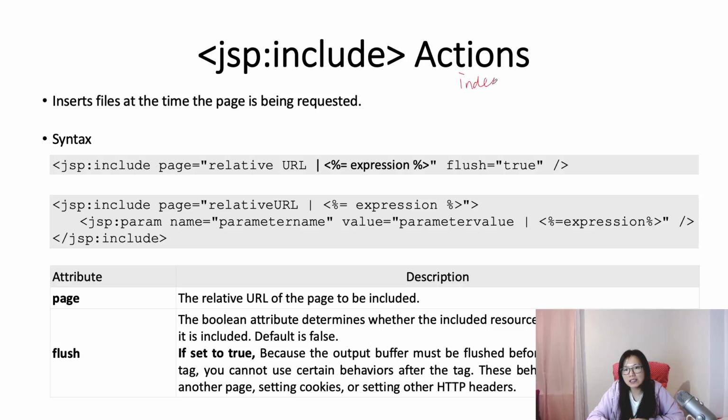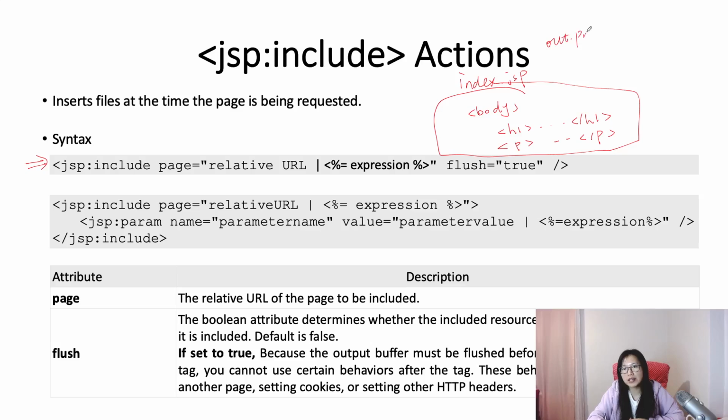Suppose in my index.jsp, I have a body. The body has an h1 with something, and after that, I have a paragraph with something. After that, I have this JSP include tag to include another page with flush equals true. True means that so far in index.jsp, with out.print or write, the response stream, we have already output till this step, right?